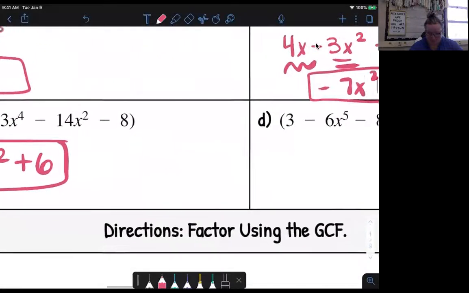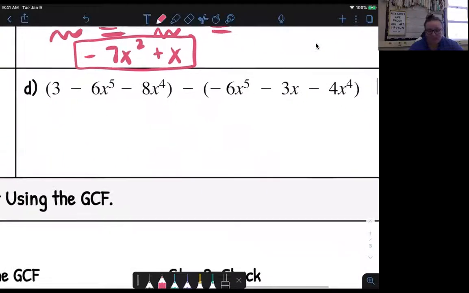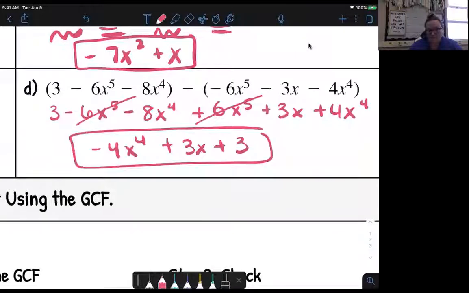Now let's do subtraction. So take 3 minus 6x to the 5th minus 8x to the 4th minus -6x to the 5th minus 3x minus 4x to the 4th. Press pause and press play when you're ready to check your work. So as you can see, my final answer is -4x to the 4th plus 3x plus 3.